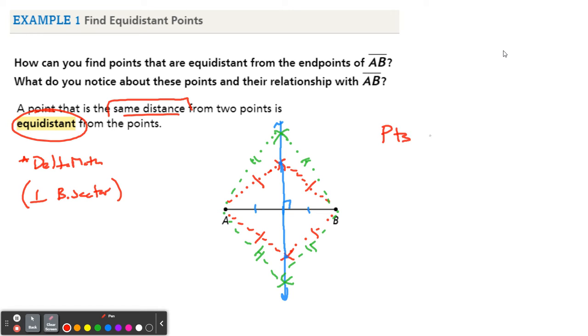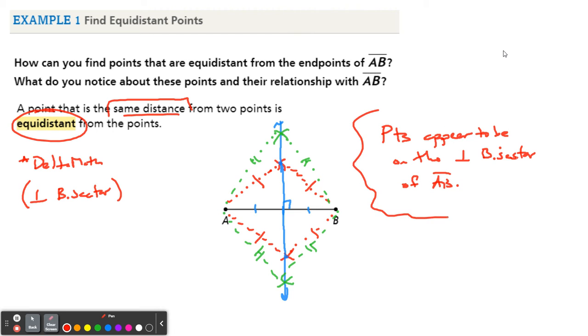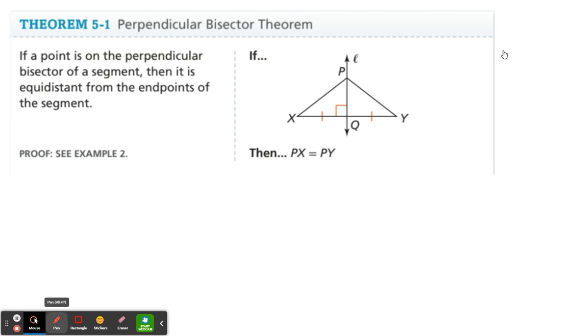So the points appear to be on the perpendicular bisector of segment AB. Again, that upside down T means perpendicular, right? I use shorthand to try to get you guys to write faster and remember the symbols. Okay, so hopefully that made sense. So I think we're going to talk about 2 theorems: the theorem, the conditional, and its converse in regards to the perpendicular bisector. All right, so it says the perpendicular bisector theorem.